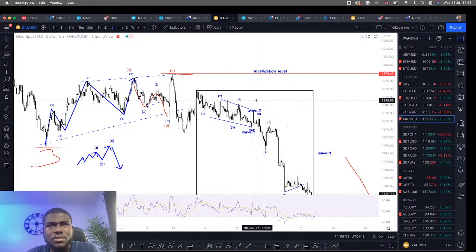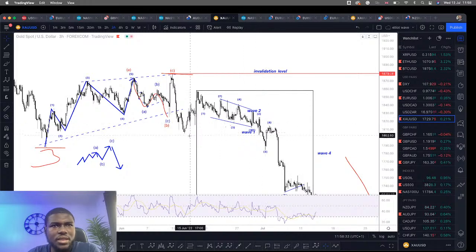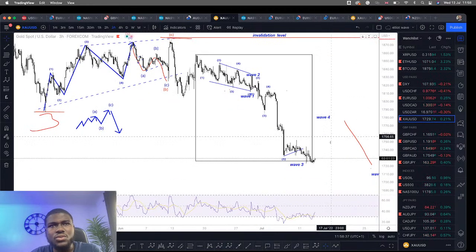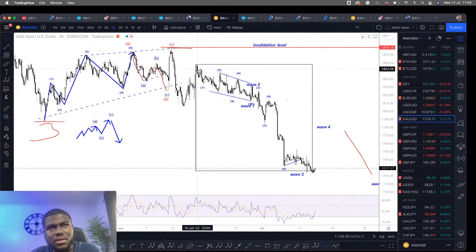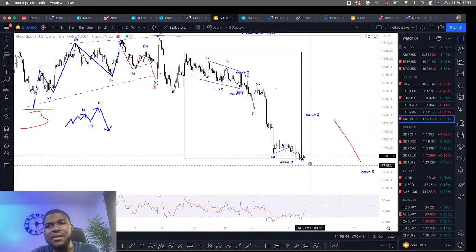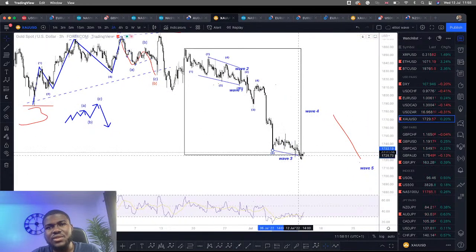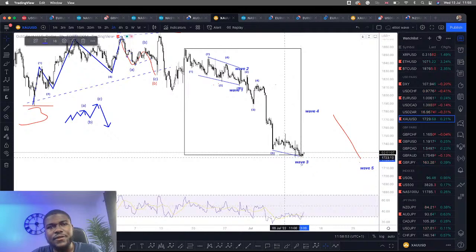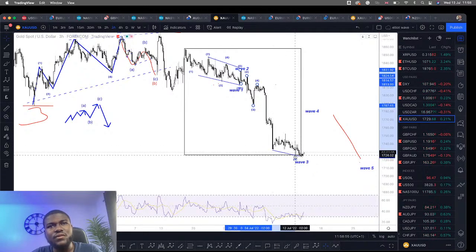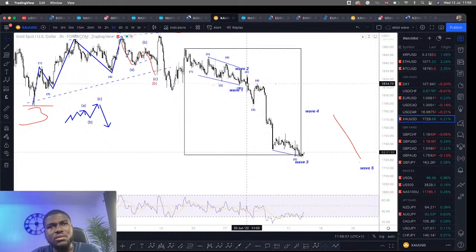That's about what happened there. So after this correction, ideally an impulse should follow suit to the downside, and that impulse has started. I was able to demystify this on Monday. Those with me will agree to this. Wave 1, wave 2 correction, and the whole of this bearish move to the downside now is like wave 3. So we are seeing the end of wave 3, guys.